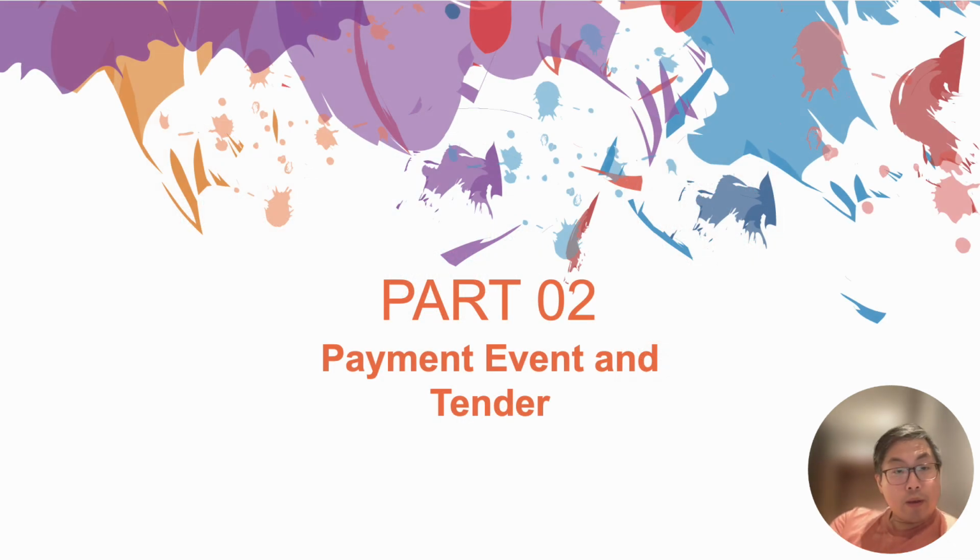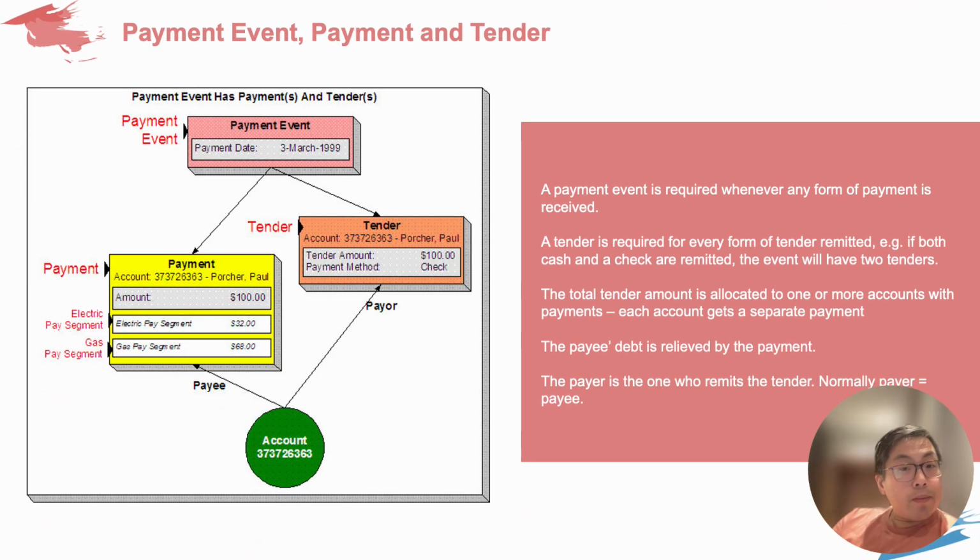Okay, part two, we'll talk about more details in terms of payment event and tender. On the left, there is an example. On the top, there is a payment event, and the payment is made on the 31st March 1999. And a tender is a part of the payment event in terms of the entity model. So tender is what constitutes this payment event. It could be that the total of the payment is say $200, 100 is cash and 100 is check. So there will be two tenders. But it's also possible that we will have just one tender for each of the payment events. It depends on the way the customer has paid.